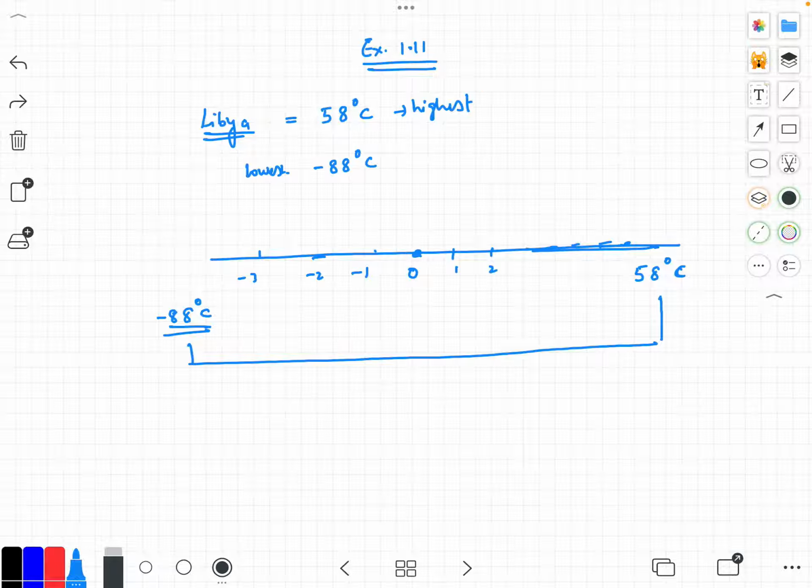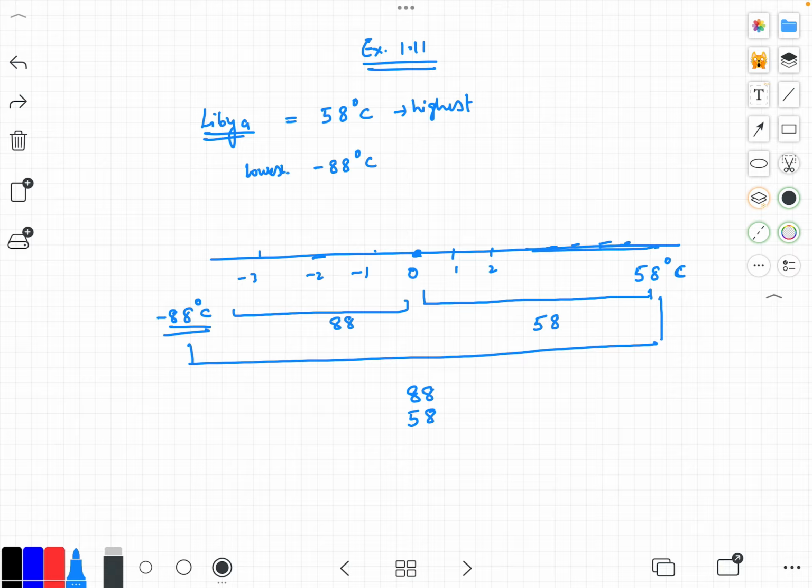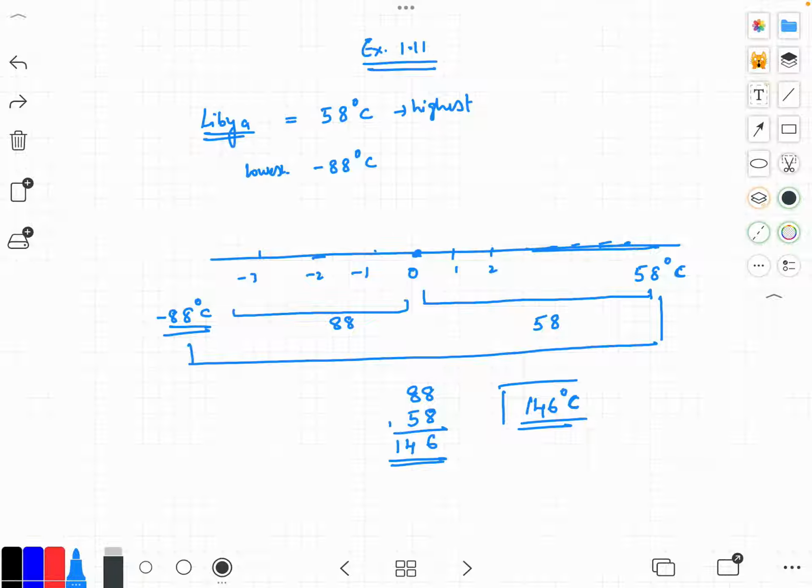So till 0, 58. Again from 0 to minus 88 is 88. So when you add these both, 8 plus 8 is 16, 8 plus 5 is 13, 14. So the temperature difference between both is 146 degrees centigrade.